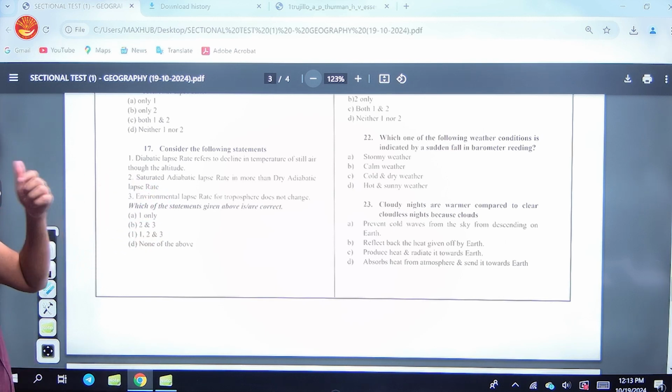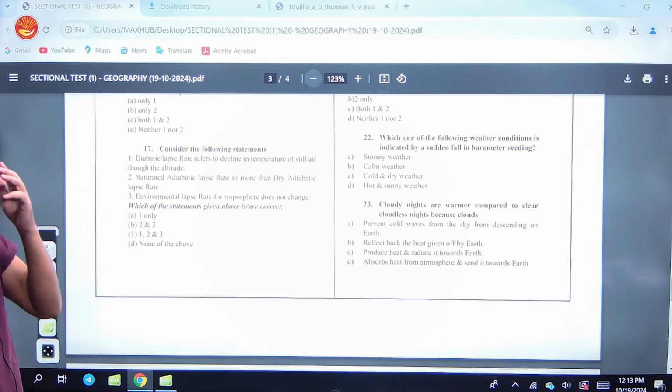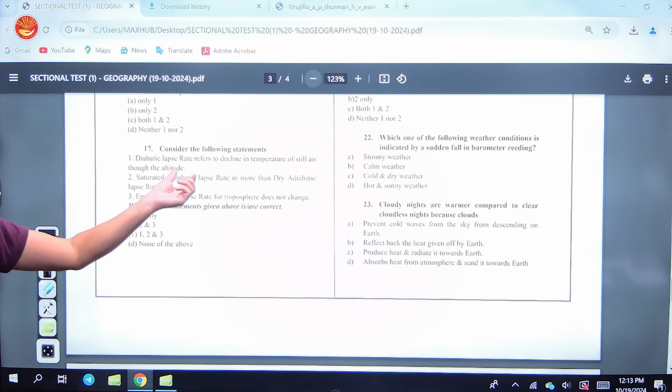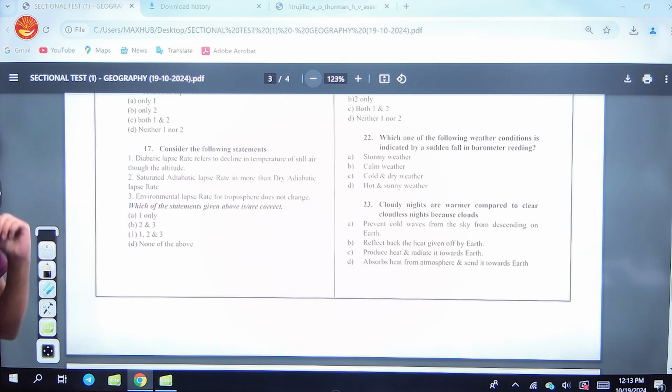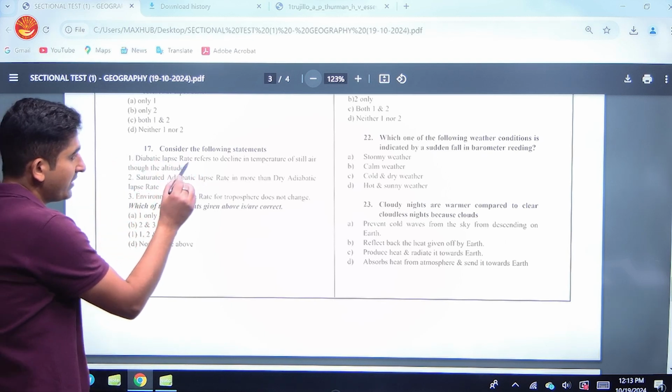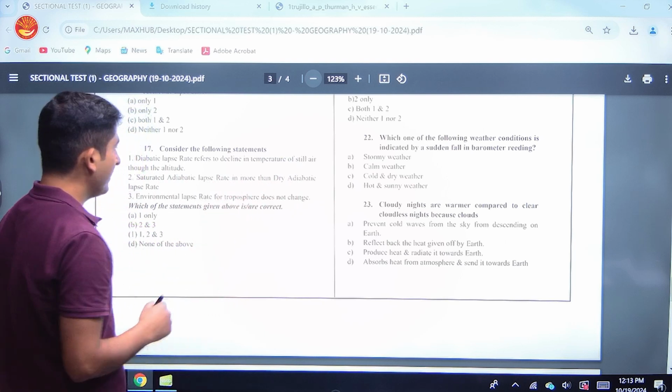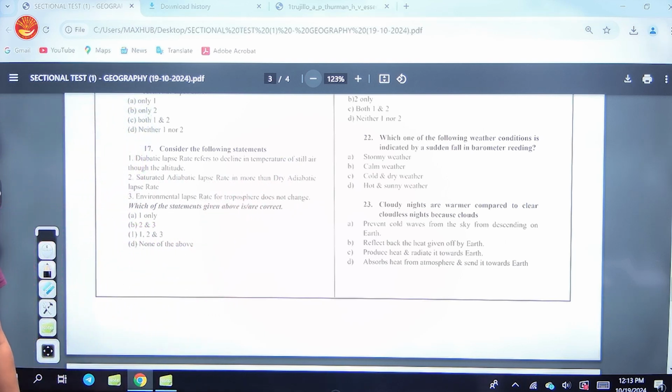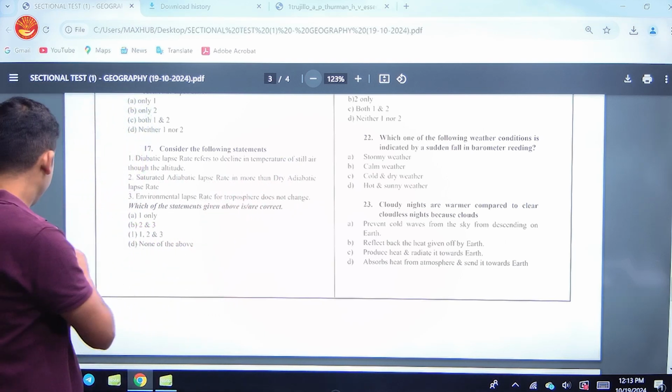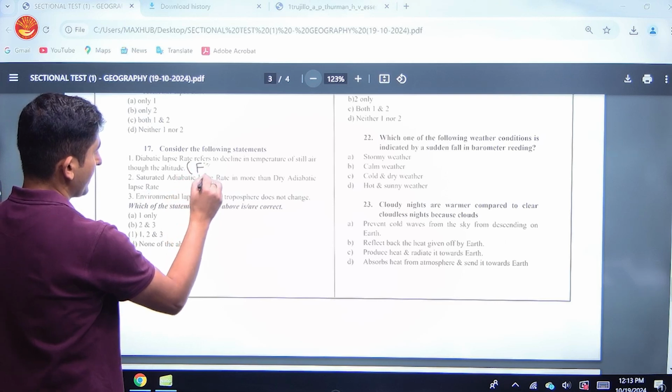Okay, so the next question is: consider the following statements. This is related to the lapse rate. Adiabatic lapse rate refers to decline in temperature of still air through the altitude. Is it right or wrong? No, it is wrong. False.